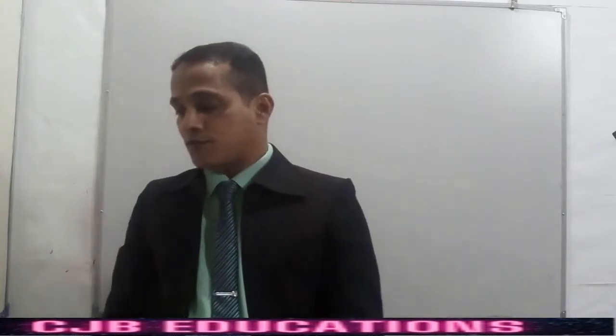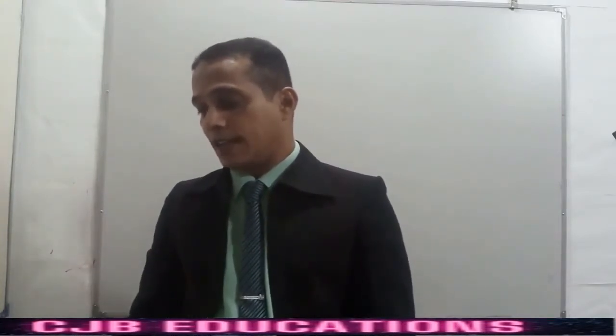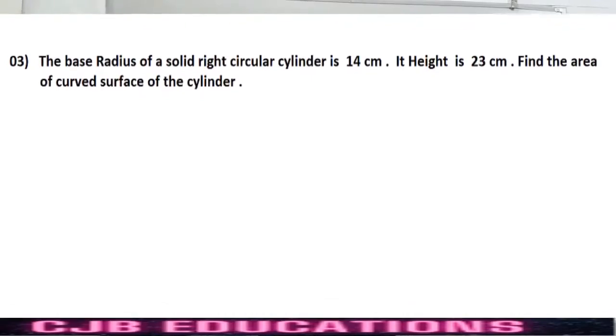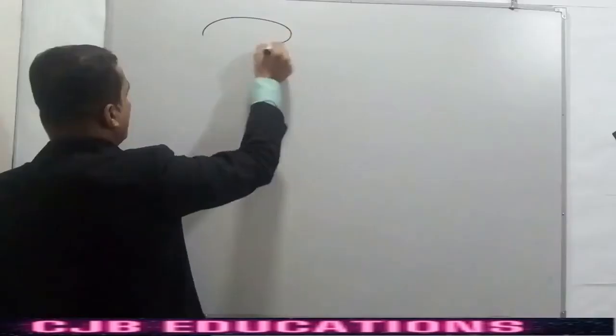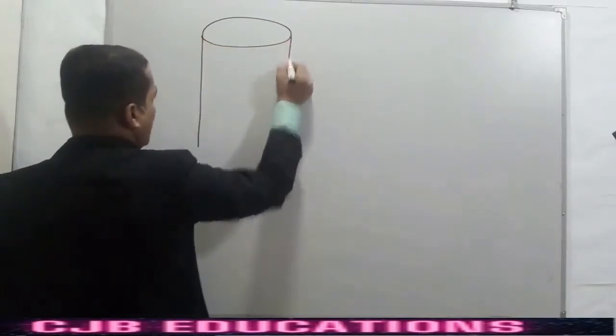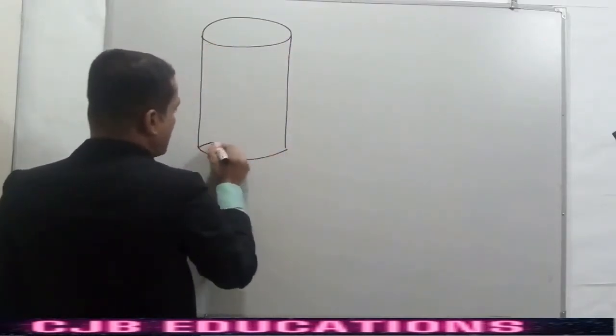The third question is: the base radius of a solid right circular cylinder is 14 centimeters. Its height is 23 centimeters. Find the area of the curved surface of the cylinder. How do we find this curved surface area of the cylinder? Then we can draw this cylinder. We can draw this cylinder like this.